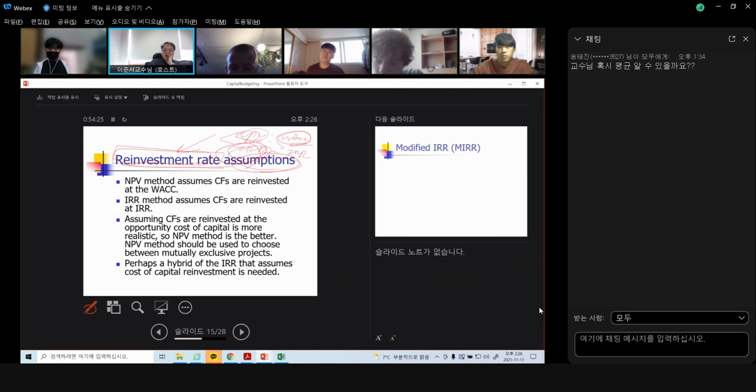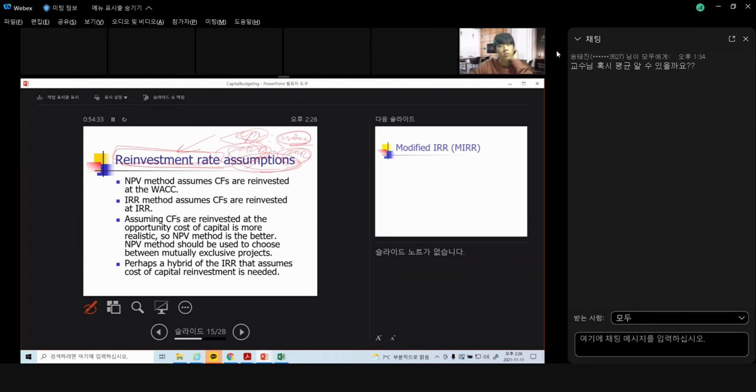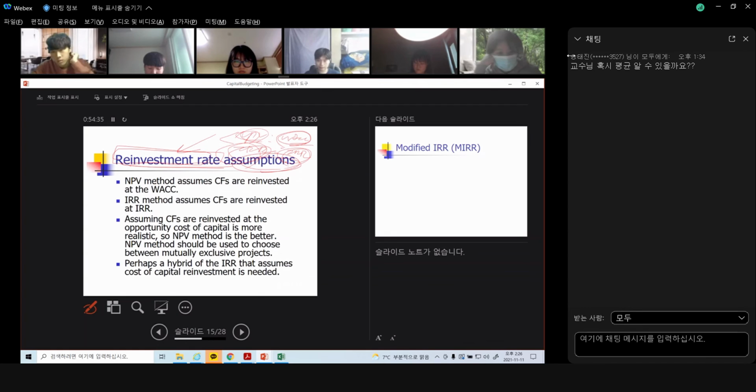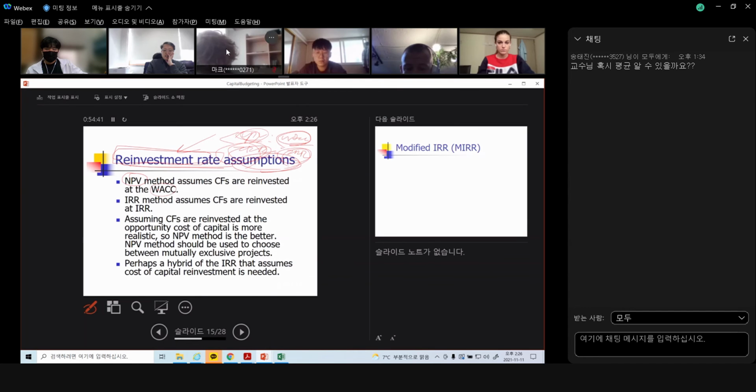Whereas in IRR, we discount the overall cash flow stream by using the IRR, and simultaneously the IRR is used as the reinvestment rate. So NPV at WACC, IRR at IRR, right? Then which one is more realistic? Which one is more logical, rational?